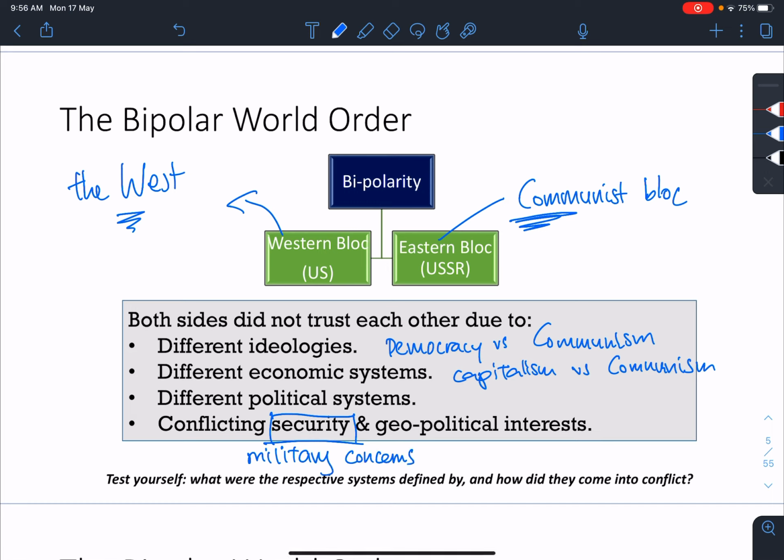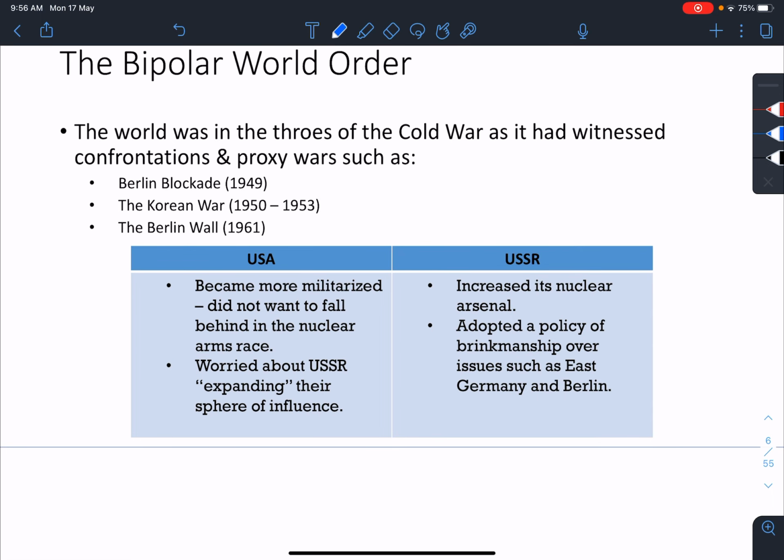Okay, when we talk about geopolitical, we're talking about how your political influence is being spread out across the globe, how you can influence the rest of the globe according to your power. So now we know that the USA and the USSR are fighting over this. We know that they're the two superpowers. This is the framework.